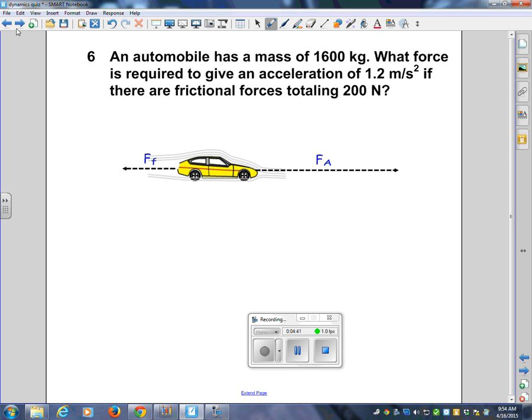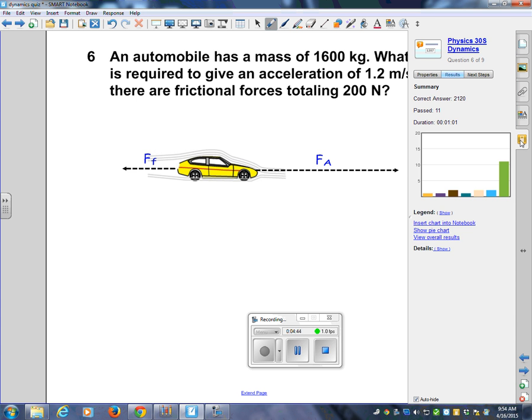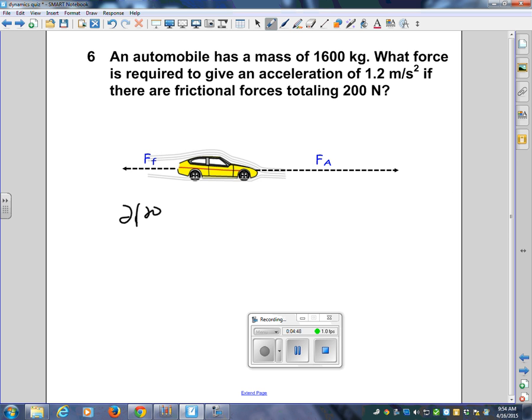You put a star beside it? Correct answer? 2120. Yay, 11 people got it right. How do you get 2120?